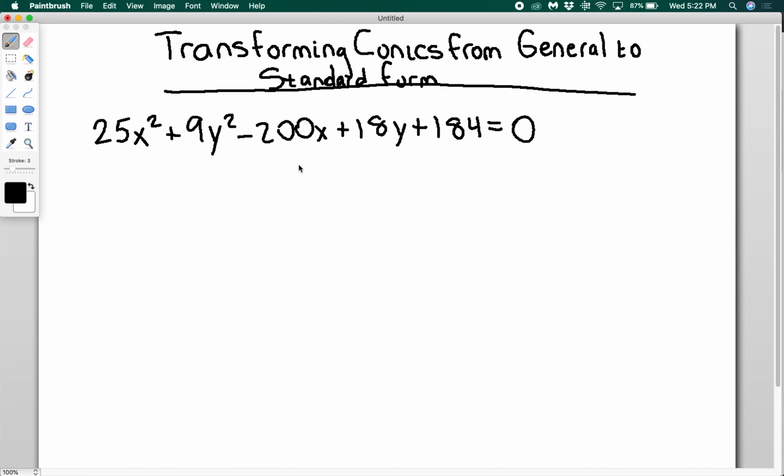But from here, we can't really graph this. This is not a nice thing to graph. And so what we want to do is get this into a form that we can graph. And the way that we're going to do that is by completing the square multiple times.